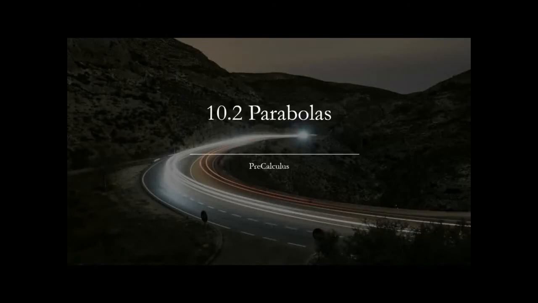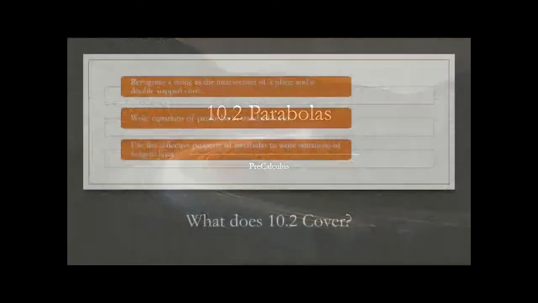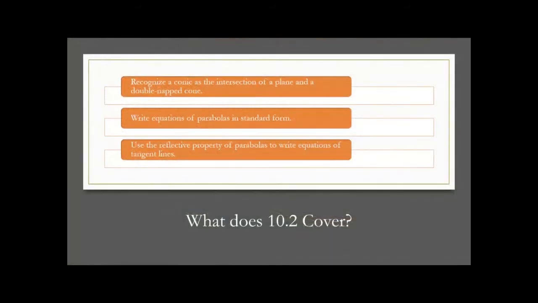In this session, I am going through section 10.2, which is on parabolas. We're going to be looking at parabolas in a different way than we've looked at them in algebra. So 10.2 covers how to recognize a conic as the intersection of a plane and a double-napped cone, write equations of parabolas in standard form, and use the reflective property of parabolas to write equations of tangent lines. Since our assignment focuses on parabolas in standard form, that's what this session is going to focus on.